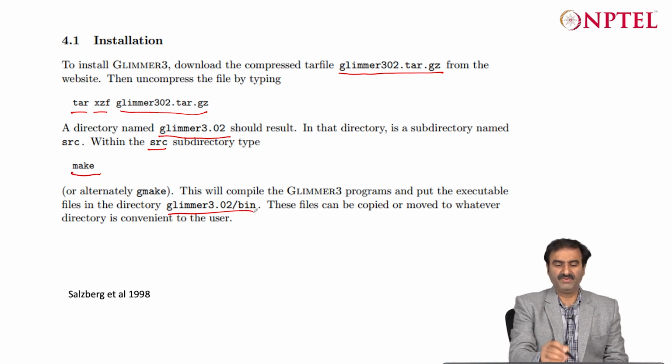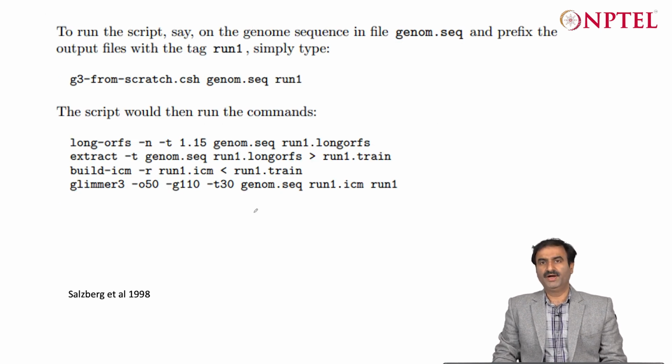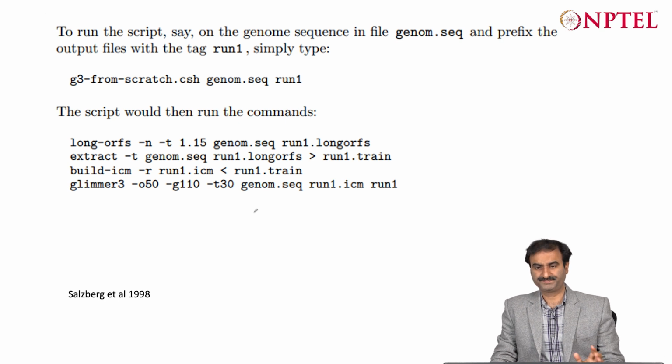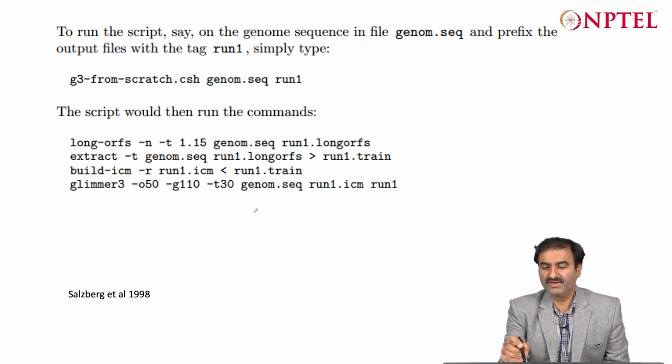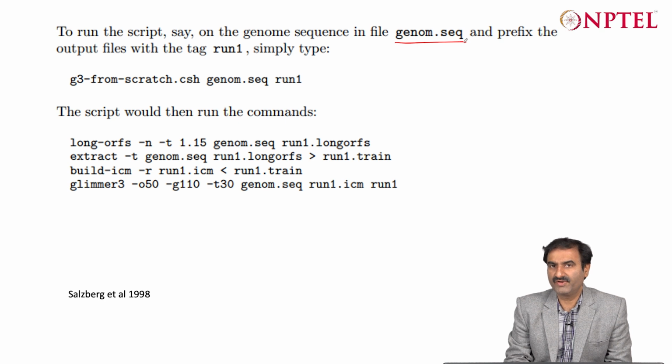And basically the program will be in Glimmer 3.2/bin, that is the binaries. Now to run the program, for example there is a file called genome.seq. So there is a wrapper script that runs 4 different scripts, and you don't have to run the 4 one by one.